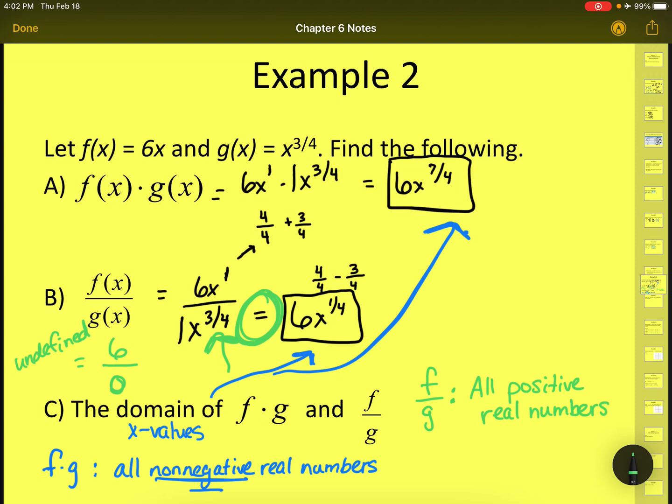So anytime you're asked for a domain, make sure to go through: can you plug in any negatives? Can you plug in 0? Can you plug in any positives?